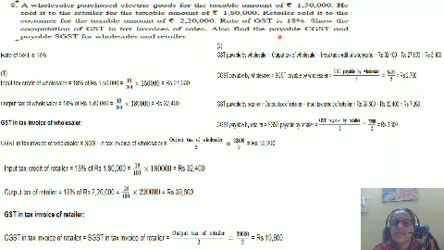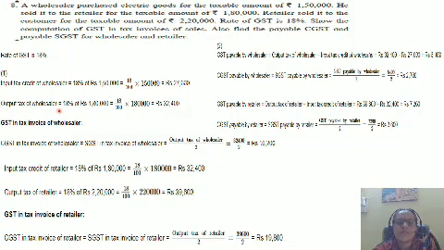Also find the payable CGST and payable SGST for the wholesaler and retailer. So rate of GST is given 18%. Input tax credit of wholesaler. It is 18% of 1,50,000. Calculate it. Note it down.